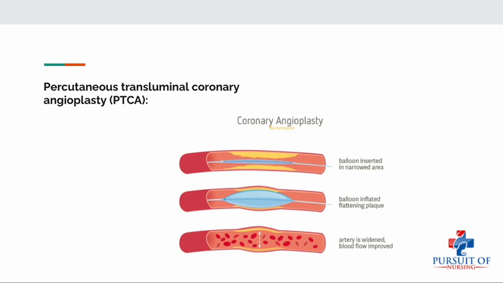So this is another procedure that can be used, a percutaneous transluminal coronary angioplasty, or PTCA. It's performed on a patient who is actively having an MI, either alone or in combination with other medications. It is used to increase blood flow to the heart.